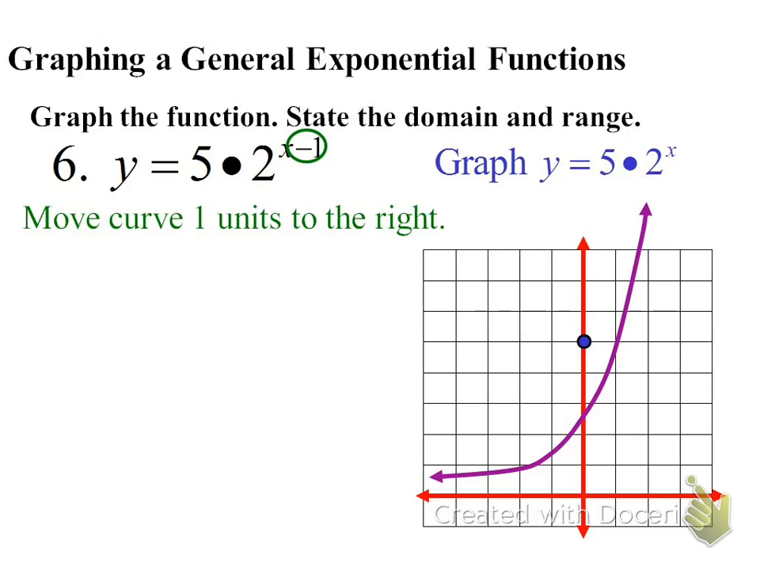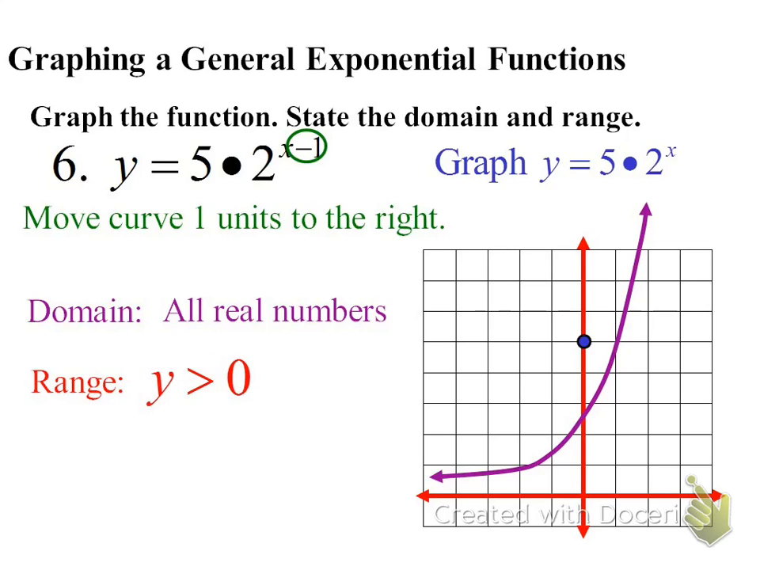If you just wanted to start with an XY chart, that would work too. However you want to do it is fine with me. We do need to state our domain and range though. You can plug in any number you want. The domain's all real numbers. The range here, since a is positive, it's still just the positive values. The only thing that's really different is just that shift to the right.